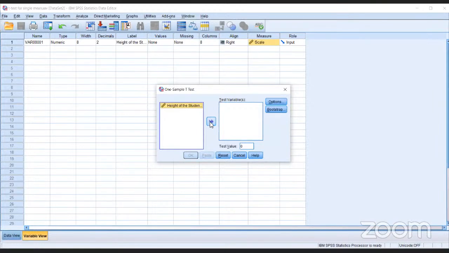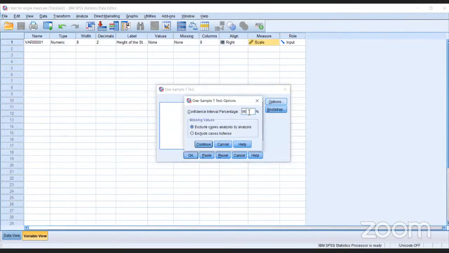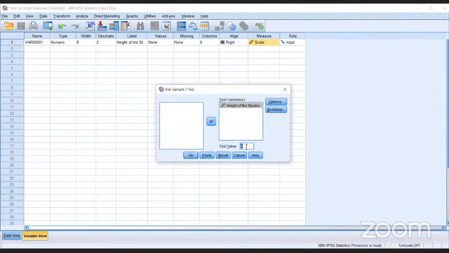So I'm moving this one to the test variables option. It is 95% by default. Missing values: exclude cases analysis by analysis. If anything is missed, then it will be excluded. Bootstrap is not required for you. And what is the test value? In the place of test value, what they have given to us is a target mean, that is 54.